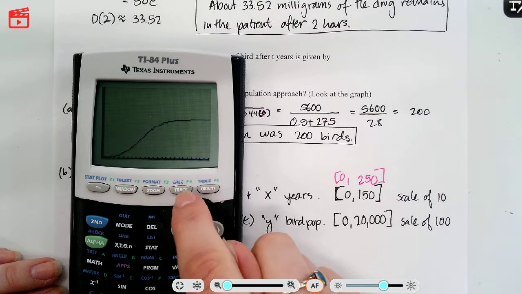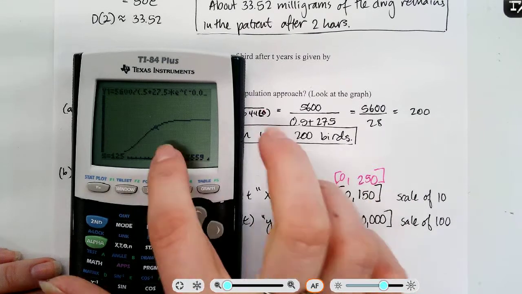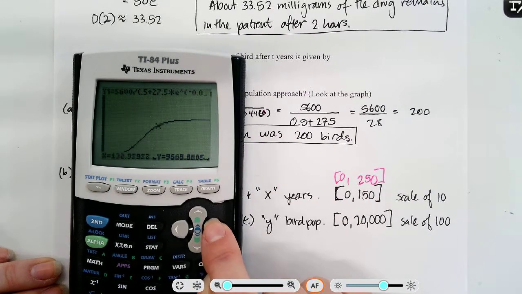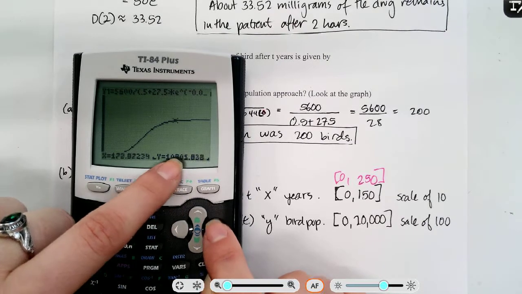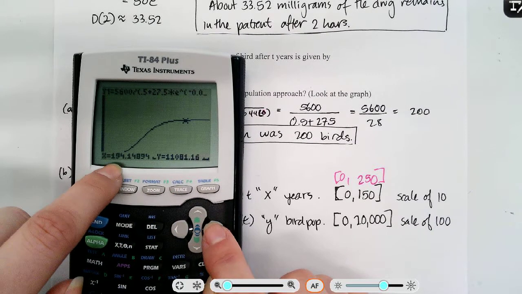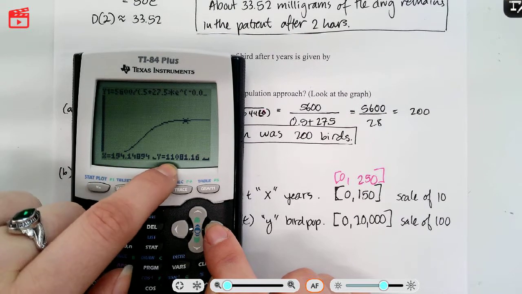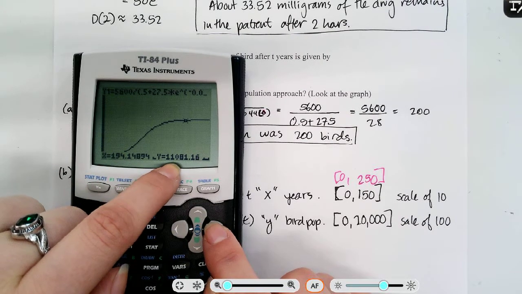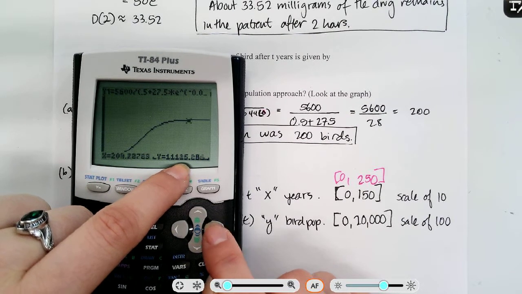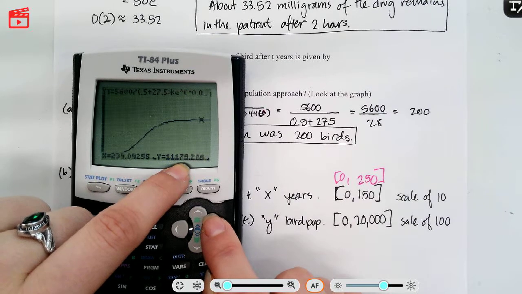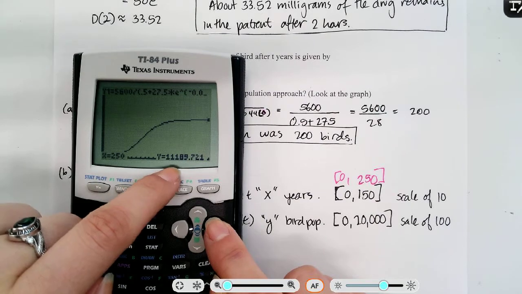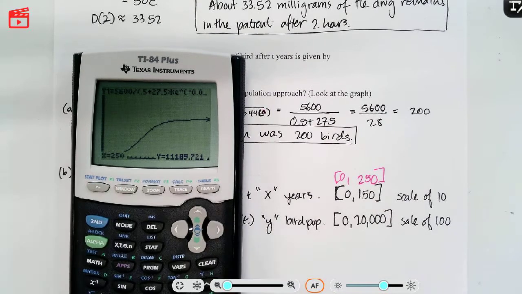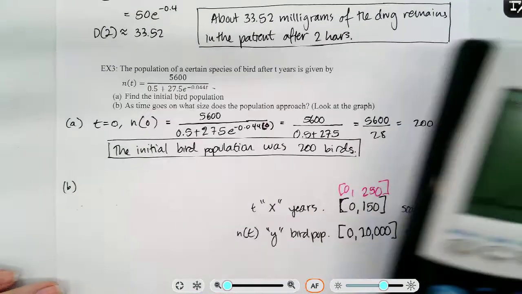Let's hit trace. I want to see where it starts to level out, so I'll continually go to the right. See, my y values are changing and the years are changing. At the year 194, my bird population was 11,081. Let's keep going. Here's where it really levels out. At the year 250, my bird population is 11,189. So that's kind of the value it's approaching.